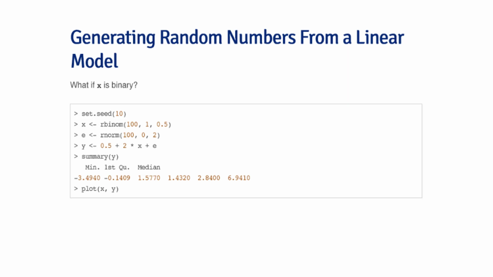So I set the seed again and I generate 100 binomial random variables, and this comes from the binomial distribution with n equals 1 and p equals one half. So the probability of 1 is going to be equal to 0.5. So I generate 100 of those and then I generate my normal error term, which is going to have mean 0 and standard deviation 2, and then I combine them all together, which should produce my y. So now I look at the summary of y. I see the mean is about 1.4 and the range is about from minus 3.5 to almost 7.